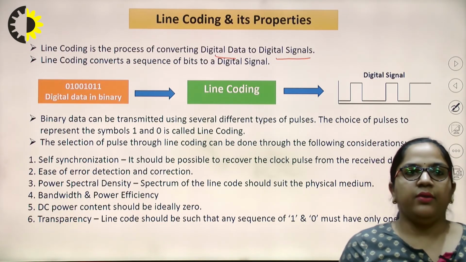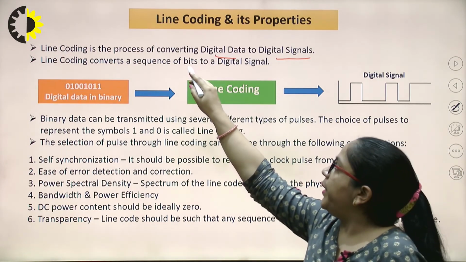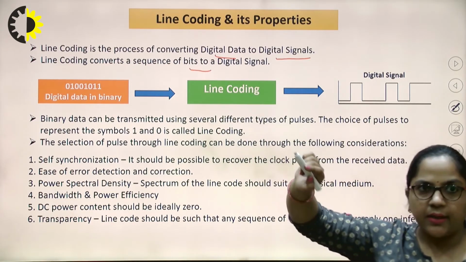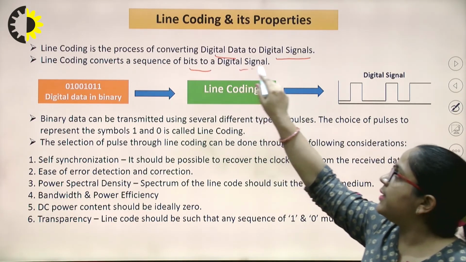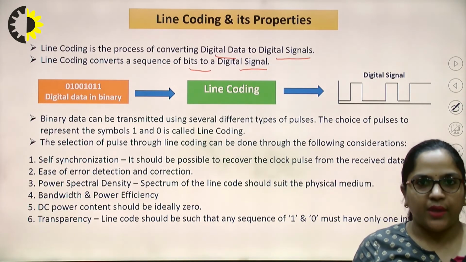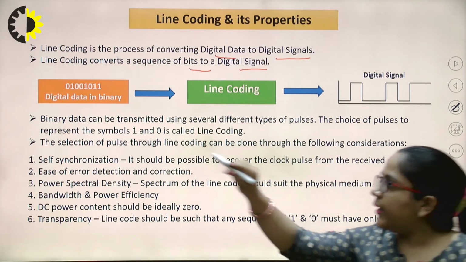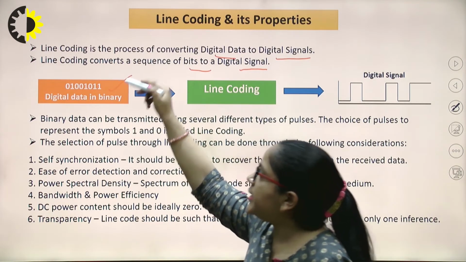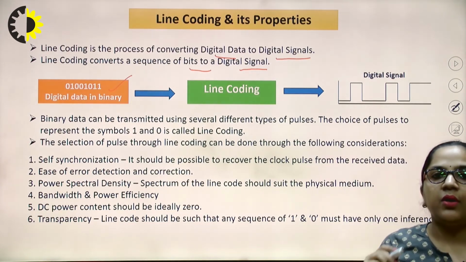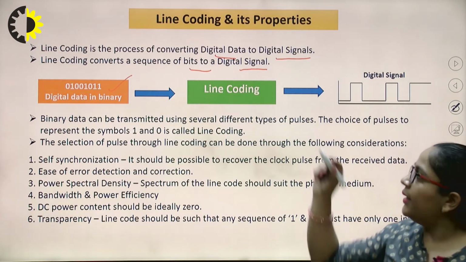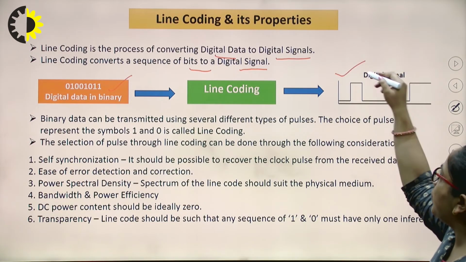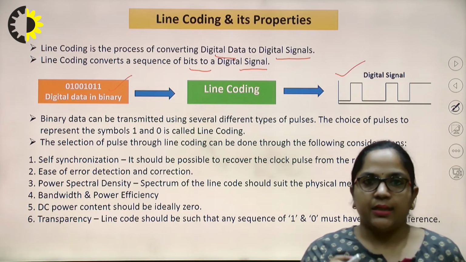Line coding converts a sequence of bits, that is digital data, into a digital signal, that is a kind of waveform. So what this line coding technique will do, it will convert the digital data available in the form of zeros and ones into a kind of waveform that is called digital signals.